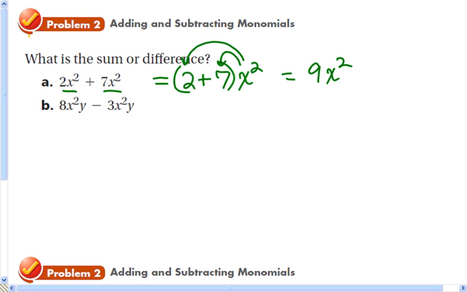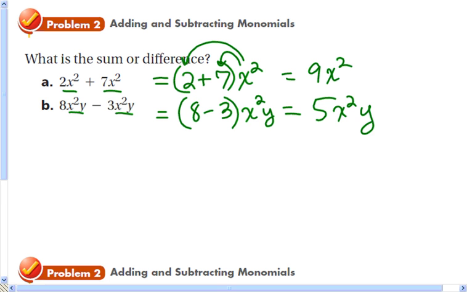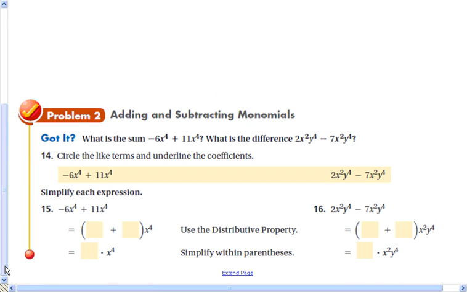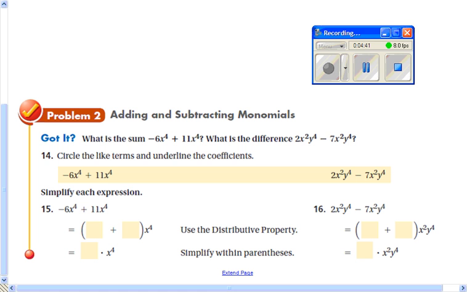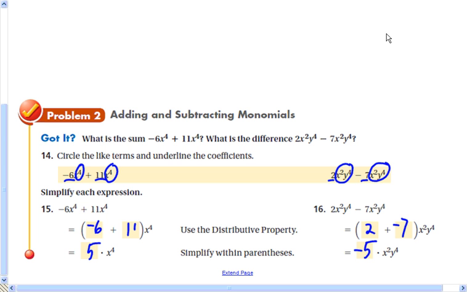So the idea here is that if they have the exact same variables and powers, you can combine them. They're like terms. So again, on this one, both of these terms are multiplied by x squared y. So using the distributive property, I can simplify it to 5x squared y. All right? So go ahead and try a couple of those. All right, how'd you do?